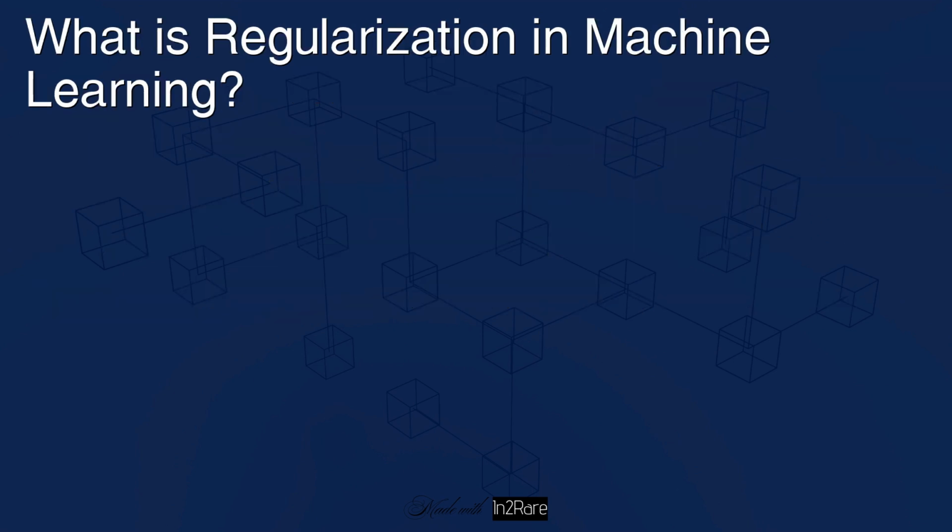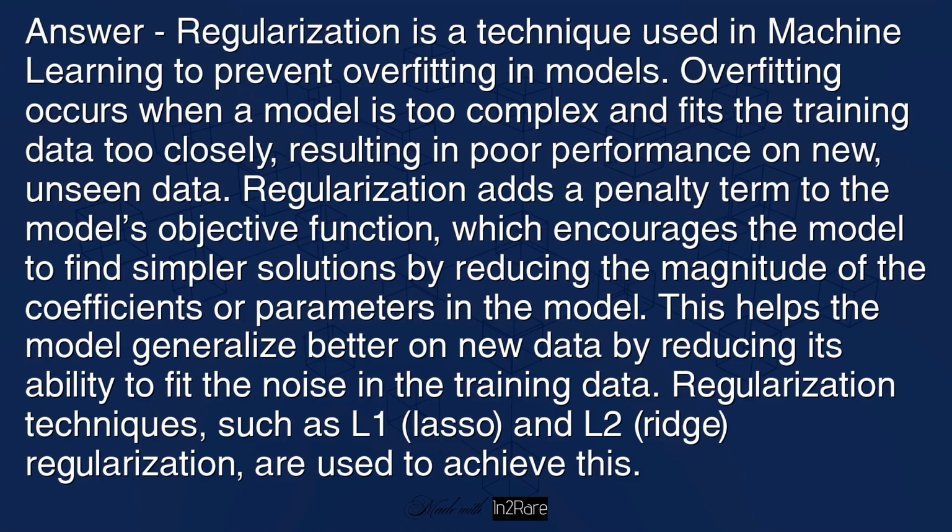What is regularization in machine learning? Answer: regularization is a technique used in machine learning to prevent overfitting in models. Overfitting occurs when a model is too complex and fits the training data too closely, resulting in poor performance on new, unseen data. Regularization adds a penalty term to the model's objective function, which encourages the model to find simpler solutions by reducing the magnitude of the coefficients or parameters in the model. This helps the model generalize better on new data by reducing its ability to fit the noise in the training data. Regularization techniques such as L1 lasso and L2 ridge regularization are used to achieve this.